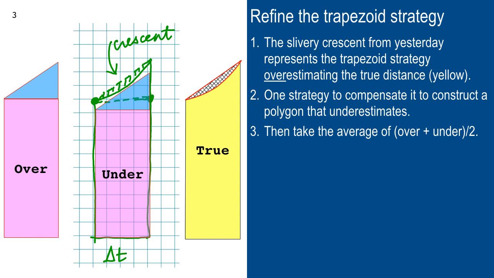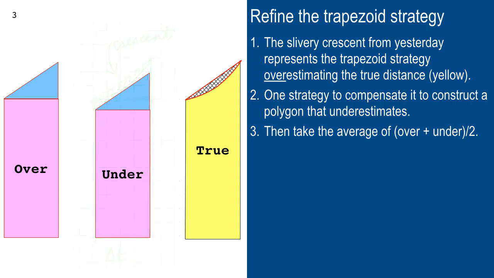Basically, that's taking the same blue triangle, shifting it downward, and then making the pink rectangle a little bit shorter. All right? Now, that one is going to underestimate. So what you could do is take your overestimate, take your underestimate, add them up and divide by 2. And that would be even more accurate. So that is a strategy that you can use no matter how you're calculating it.